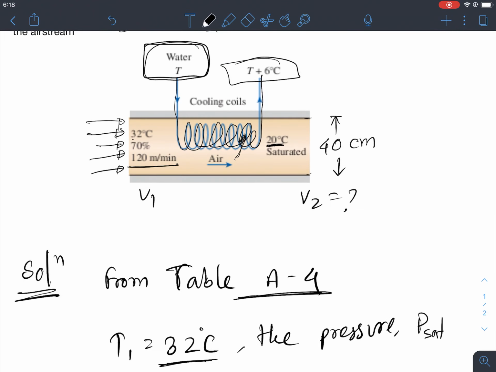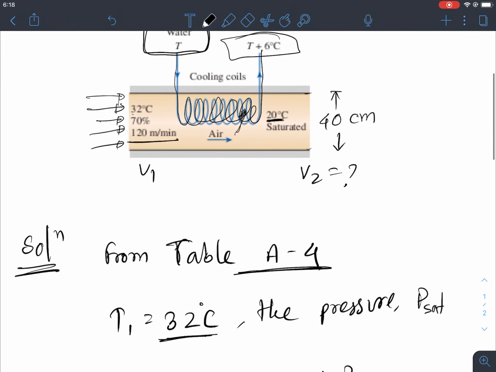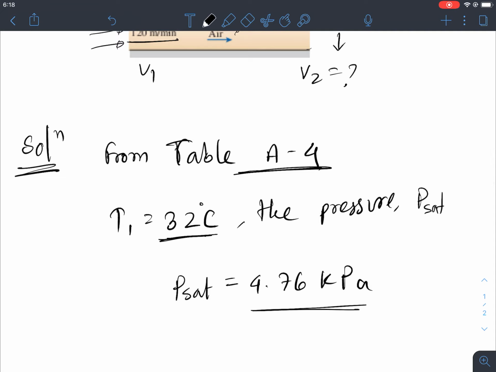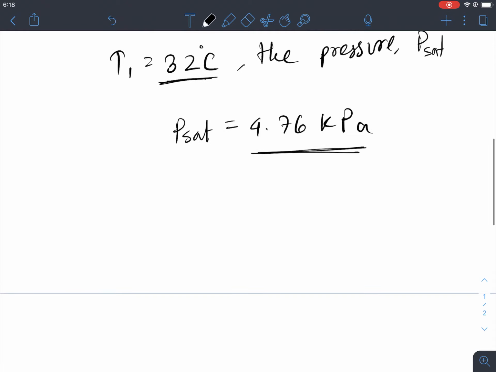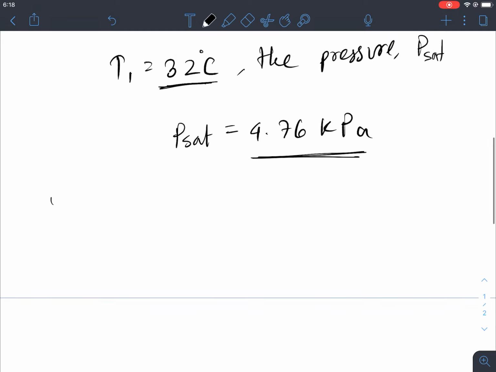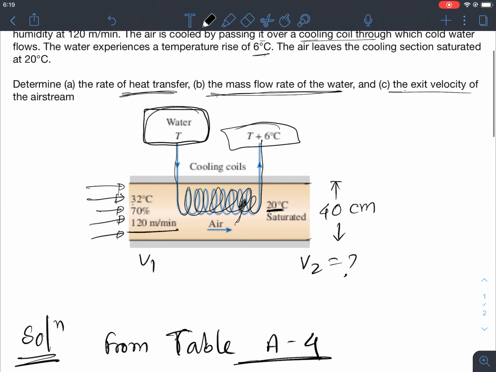Why am I asking for the saturation pressure? With respect to the 70% humidity, we want to know how much the pressure of the vapor, or moisture content, within that air is. That's why we are getting the saturation pressure. Then we would like to determine the saturation temperature. From the last theory class, we know that the saturation temperature is also called the dew point temperature.